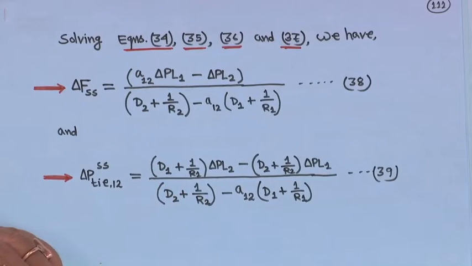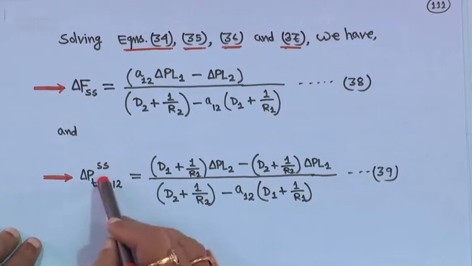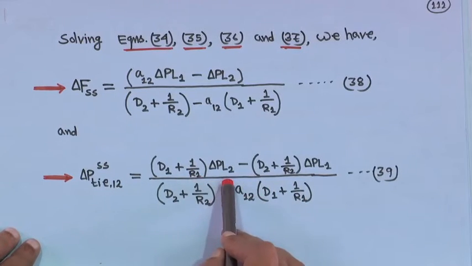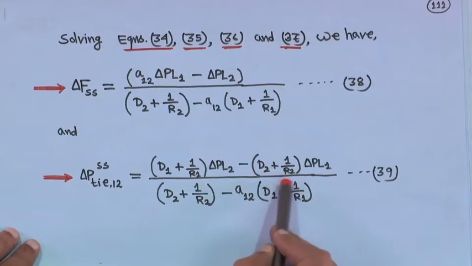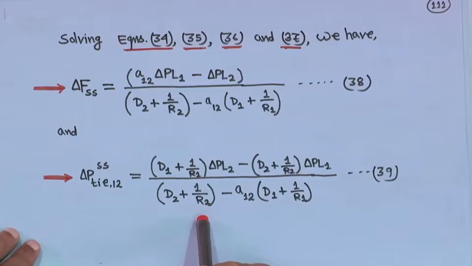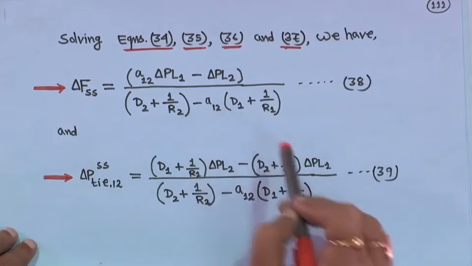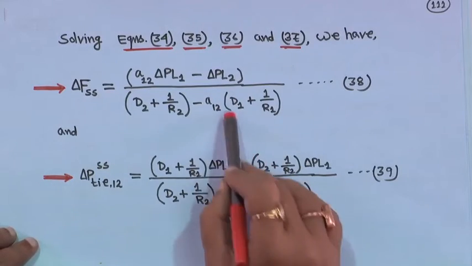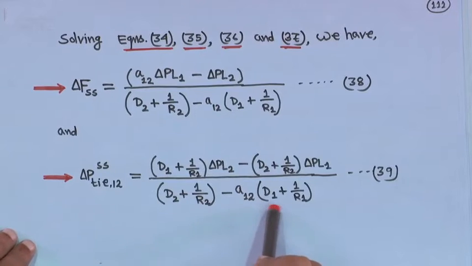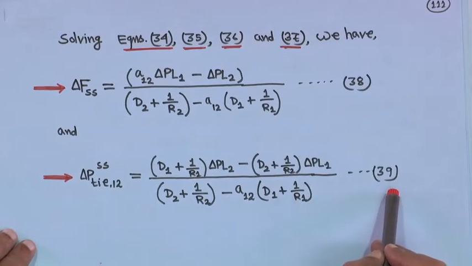That means, at steady state in the uncontrolled mode of a 2 area system, the frequency deviation of both the areas is the same. It is not delta F1SS or delta F2SS, it will be the same. And for delta P tie 12 SS, after solving those two equations you will get D1 plus 1 upon R1 into delta PL2 minus D2 plus 1 upon R2 into delta PL1 divided by D2 plus 1 upon R2 minus A12 into D1 plus 1 upon R1. So, numerators are different, but the denominator is the same in both cases. This is equation 39.